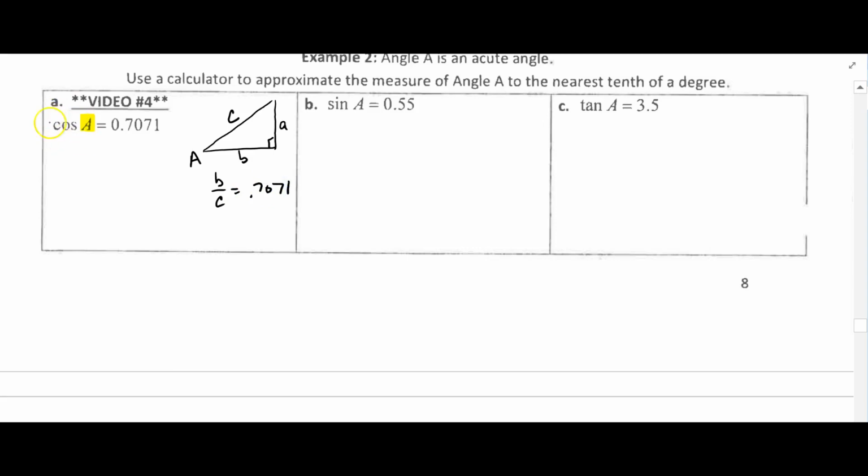Remember, these trig ratios, sine, cosine, and tangent, these are just fancy ways to show the ratios of two sides of a triangle. So the cosine of some angle here is 0.7071, and we want to find out what that angle is. So using our inverse trig relationships, I'm going to take the cosine inverse of the left side, and since I did this on the left, I need to do it on the right.